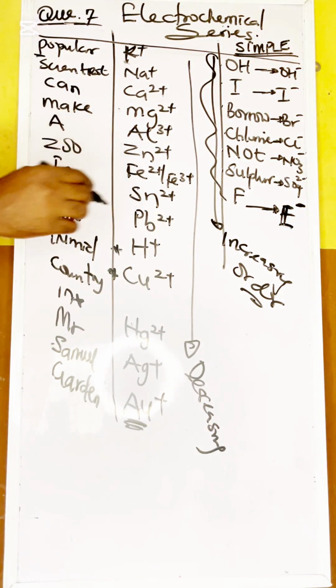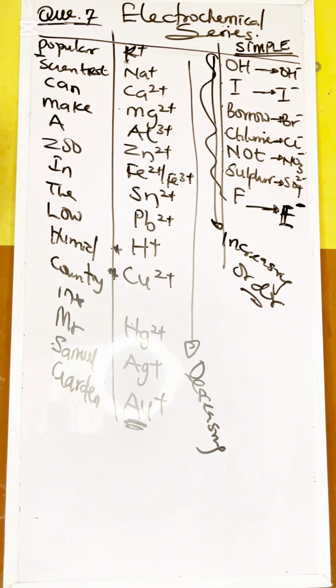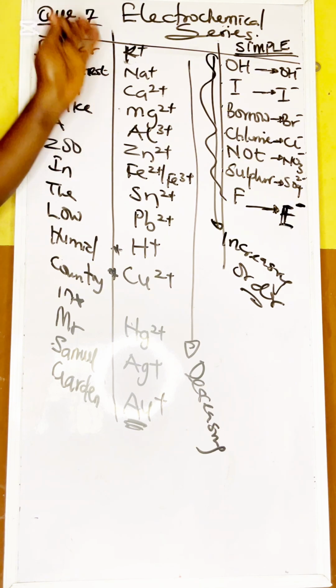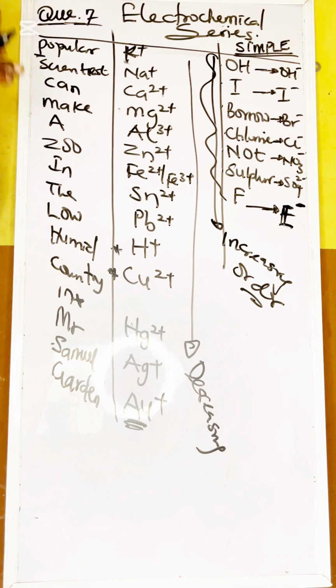Please, if you don't know anything, know this. Very, very important. So with this, you know the electrochemical series, the arrangement of metals and non-metals, and you can solve questions very well with this, because you need it for electrolysis.